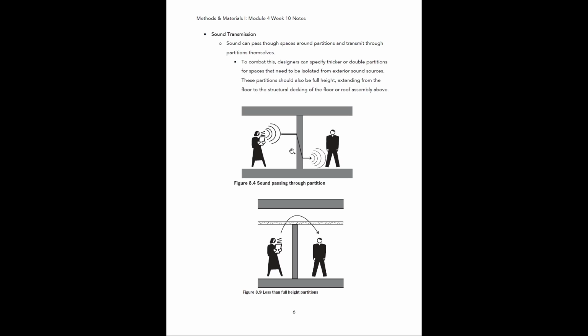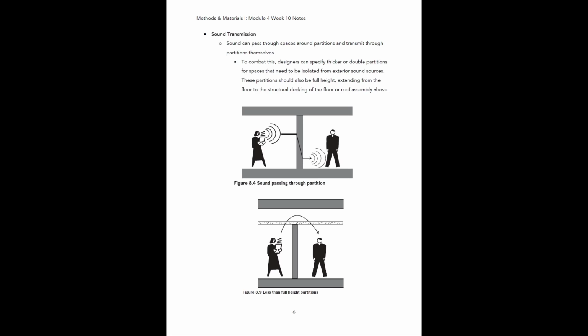First of all, this one here is showing you can have two spaces that are separated, but the sound can actually transmit directly through a wall. So let's say there's no gaps or anything, it's totally airtight and there's no small gaps where it can get around this partition, it can actually go through the partition itself, right?